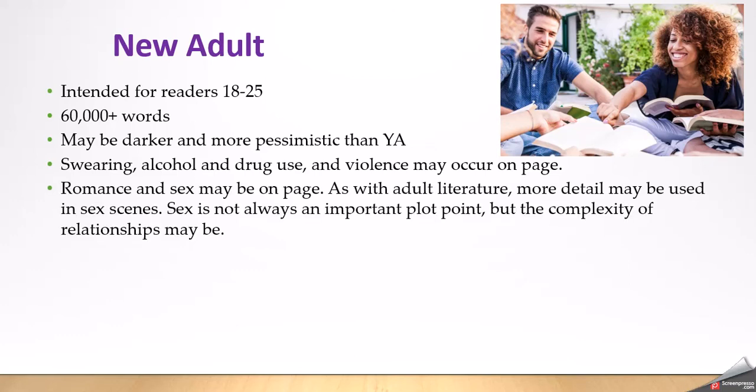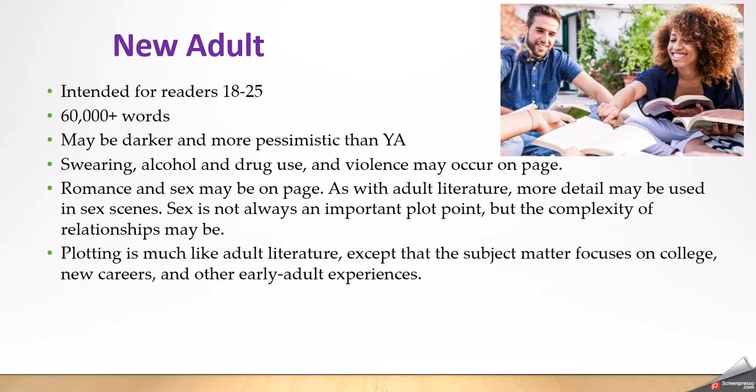Again, swearing, alcohol, drug use, romance, sex. As with adult literature, there might be a little bit more detail in the sex scenes. It's not always an important plot point like it would be with young adult books. But the complexity of the relationship, the formation of identity, the disappearance of role confusion, pushing your way through the world in college or in a career or with your first long-term sort of real relationship, right? Those are typical themes. So a lot of the plotting is like young adult literature or adult literature, but the subject matter is different and the age of the protagonist is different.